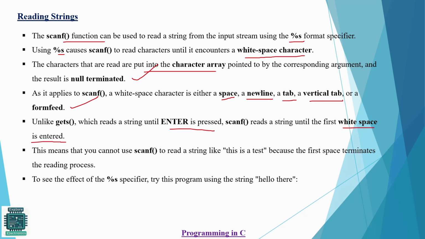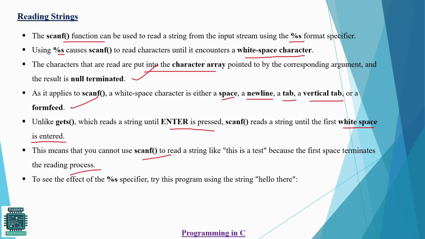With the gets function we have to press enter for each action. But here scanf reads a string until white space is entered, which may be a space, new line, tab, vertical tab, or form feed. Until it reaches that point it goes on reading the string or characters. This means that you can't use scanf to read a string like 'this is a text', because the first space terminates the reading process.